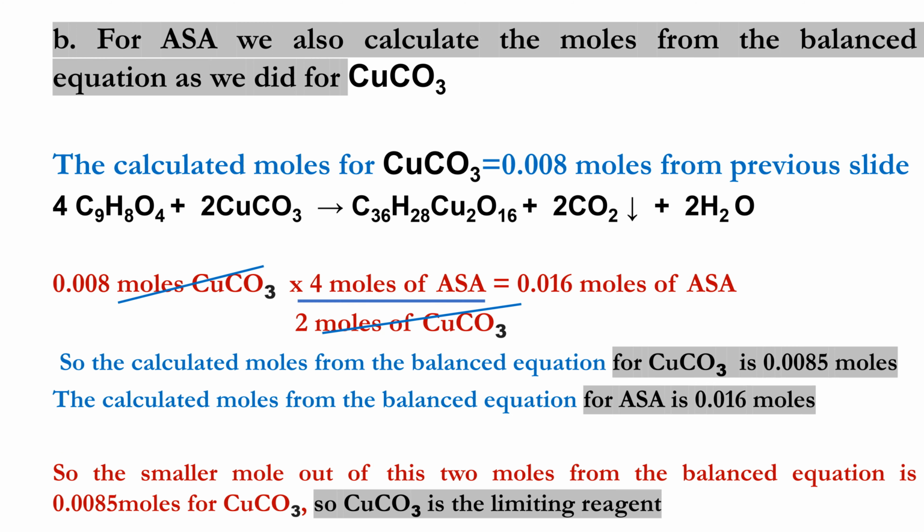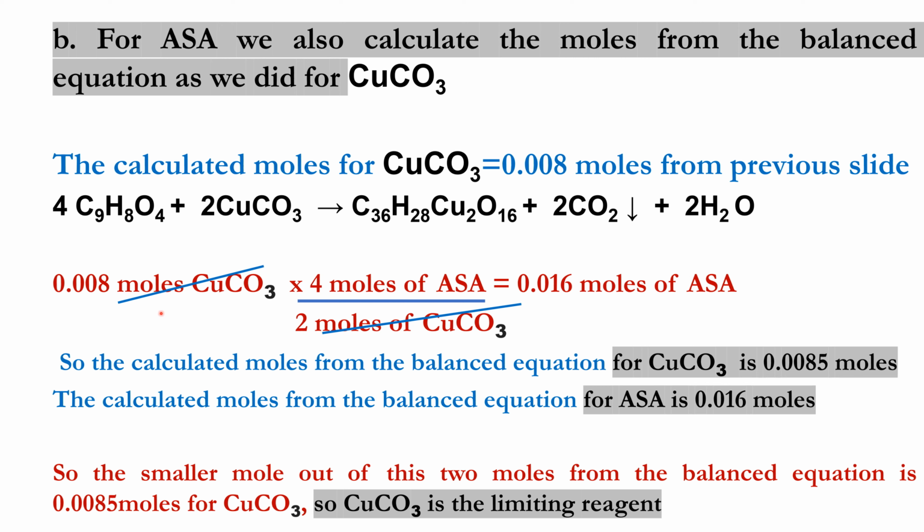Okay, now we calculate the moles for acetyl salicylic acid using the balanced chemical equation, as we did for copper 2 carbonate. So this is the balanced chemical equation. The calculated moles for copper 2 carbonate is 0.008 moles. We did that in the previous slide.